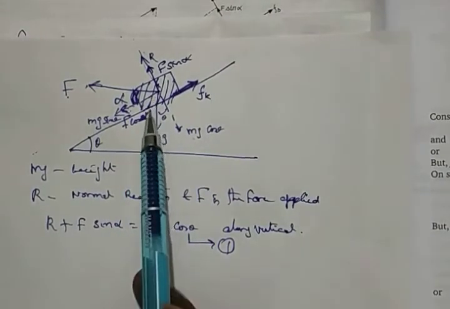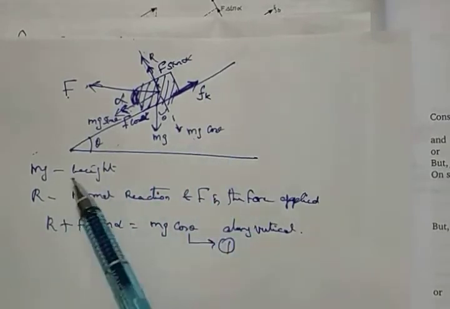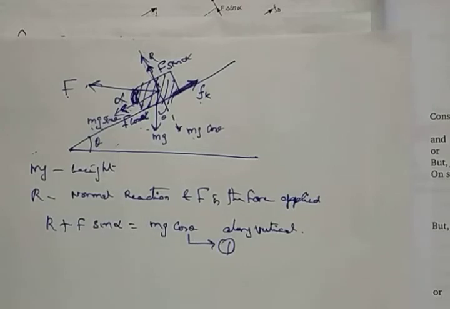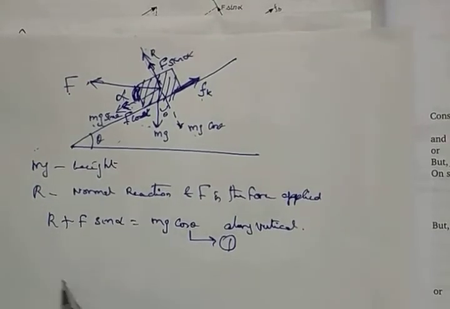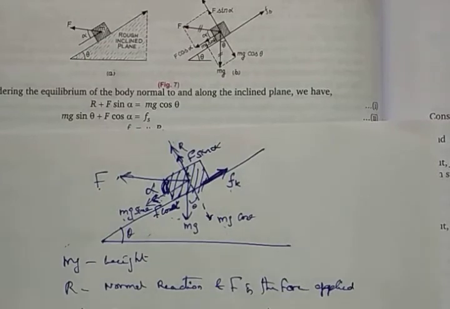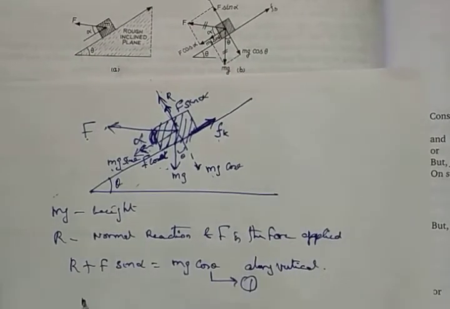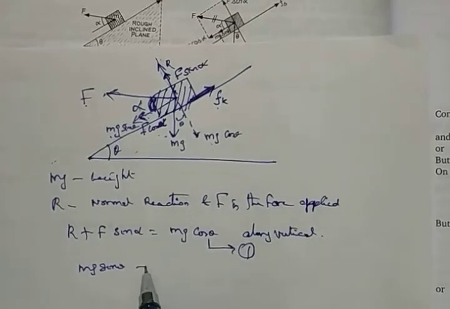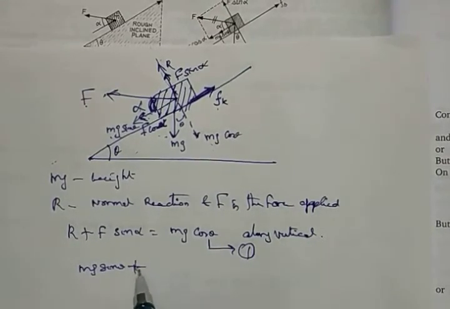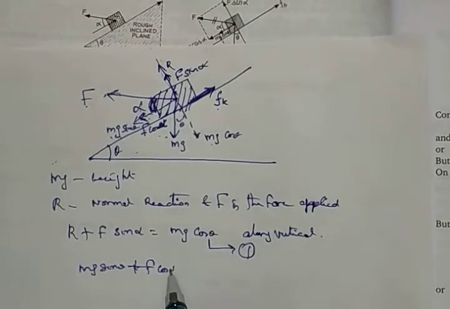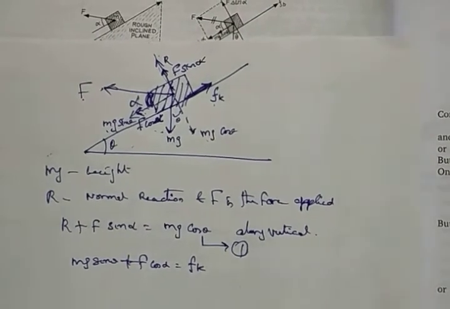Now the next equation is what happens along the plane. Along the plane you have two forces here, and Fk is in the opposite direction. So how do you write it? Going ahead, mg sin theta plus F cos alpha is equal to Fk. This is equation number 2.